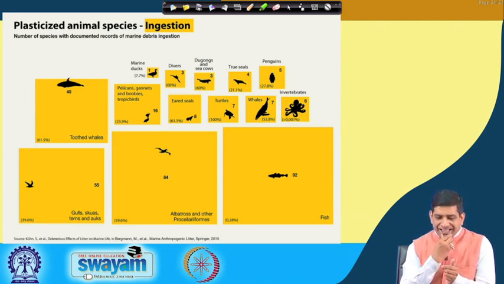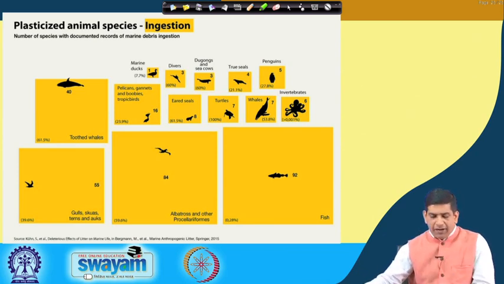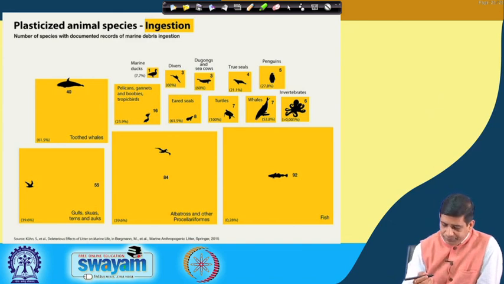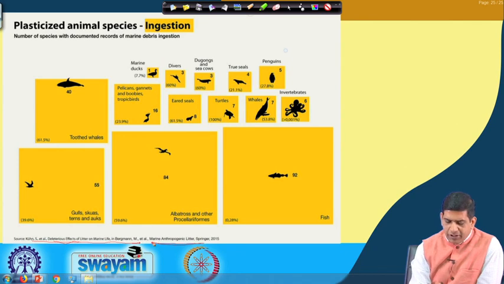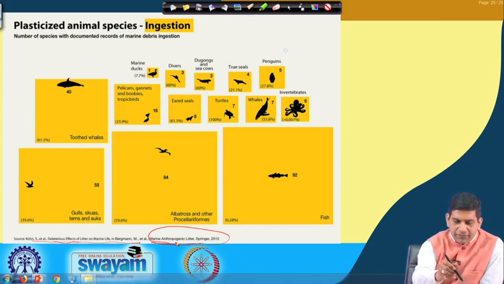So in terms of ingestion, what is happening, if you look at this particular graph over here, this study was reported in a journal by Springer. The title is Deleterious Effect of Litter on Marine Life, done by Bergmann et al., in the Marine Anthropogenic Litter journal in 2015. As you can see, the number of species, so what they have tried to do is look at plasticized animal species.